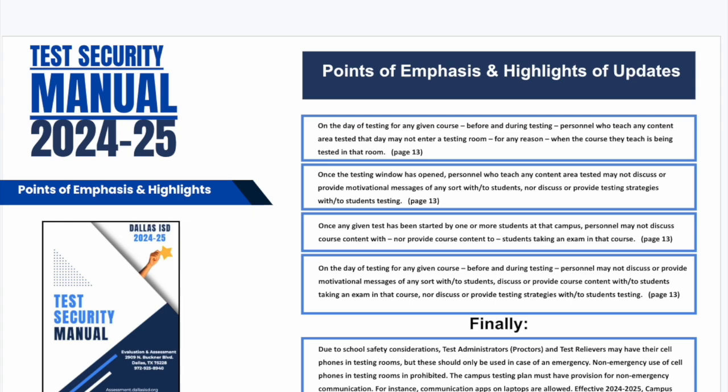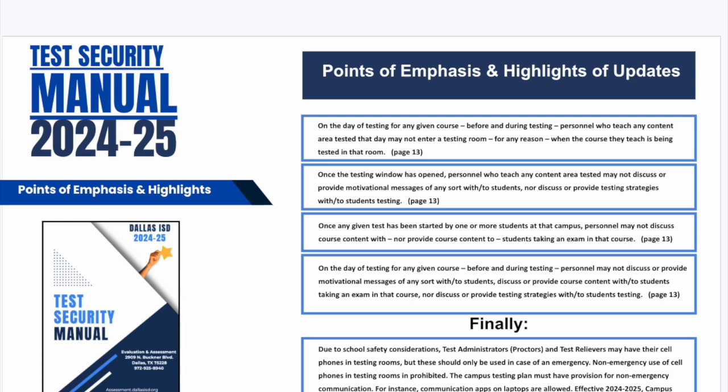Finally, due to school safety consideration, test administrators or proctors and test relievers may have their cell phones in testing rooms, but these should only be used in case of an emergency. Non-emergency use of cell phones in testing rooms is prohibited.